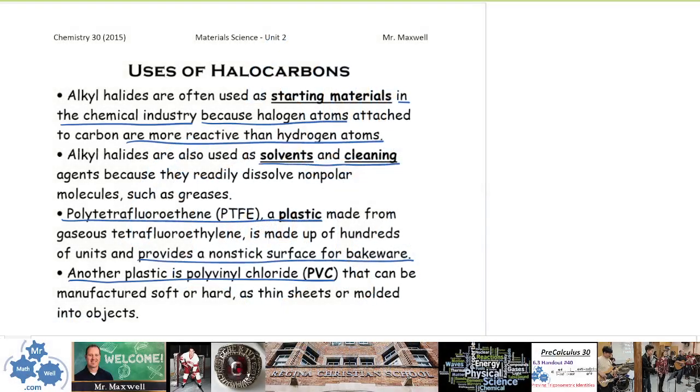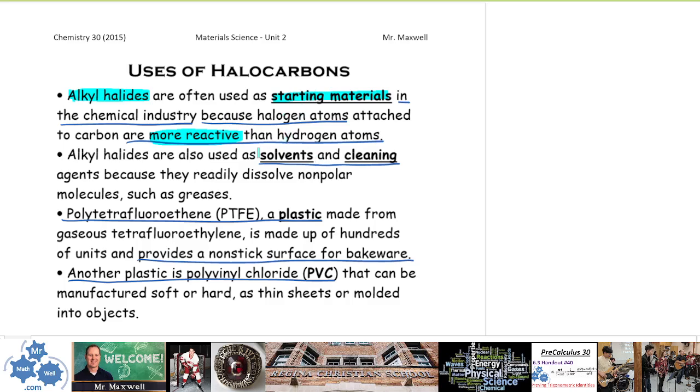Okay, as we complete the halocarbons here, we've talked about naming and properties. We're going to talk about uses now to finish this off. So alkyl halides, which remember is the name for carbon chains with the halogens on them, are often used as starting materials in the chemical industry, because halogen atoms attached to carbon are more reactive than hydrogen atoms. So because they're more reactive, they get these chemical processes going in industry in order to mass produce other chemicals and different commercial things. They're used as starting materials.